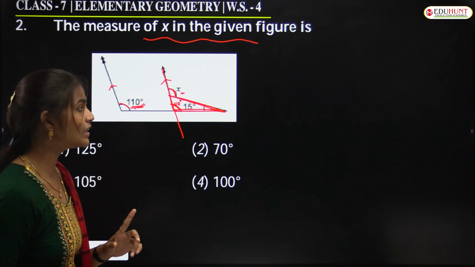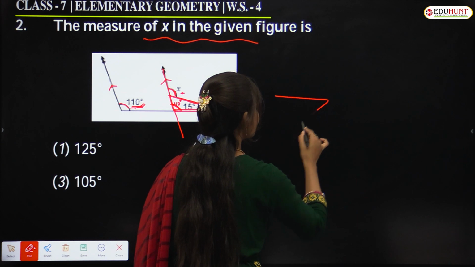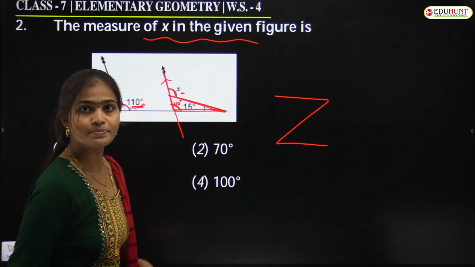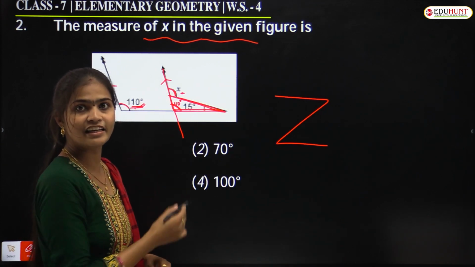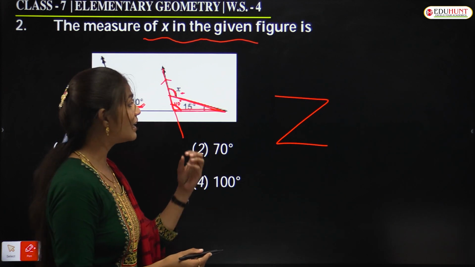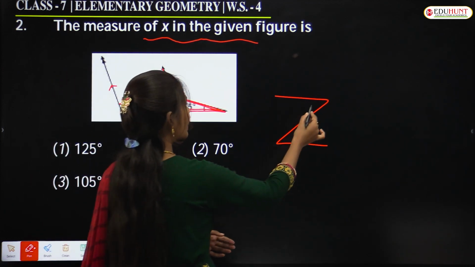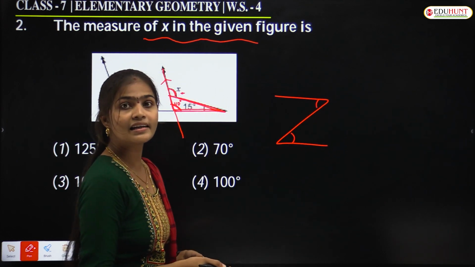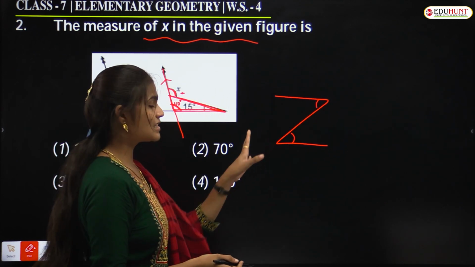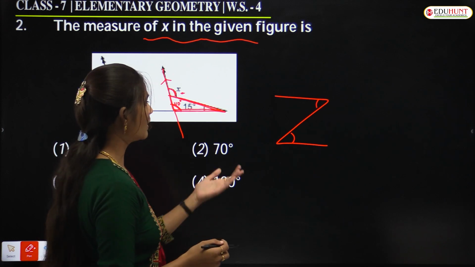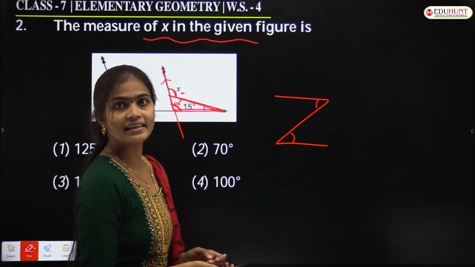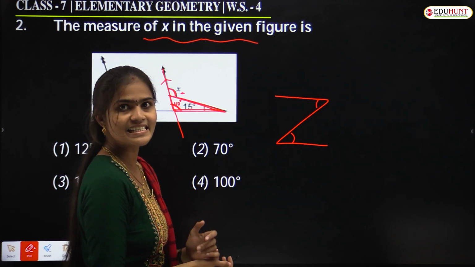And we have one more thing. If you observe the Z shape in the given figure, then we can easily identify alternate interior angles. These two angles are alternate interior angles. So this is the symbol to identify alternate interior angles. First we can identify that Z shape.